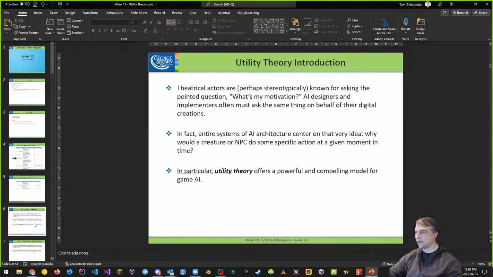Let's move on to the topic of today, which is utility theory. So the things we've been talking about so far this second half of semester is decision making. How do I make decisions? And one of the things that we talked about last week was, well, we have some goals and goal-oriented behavior.